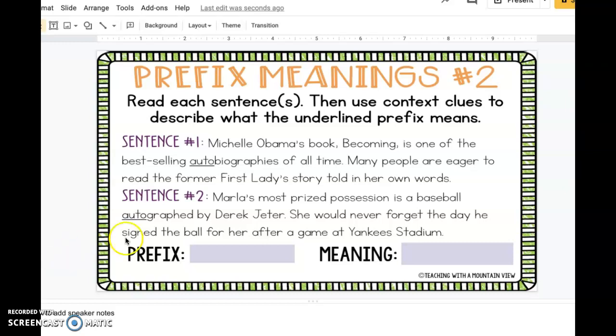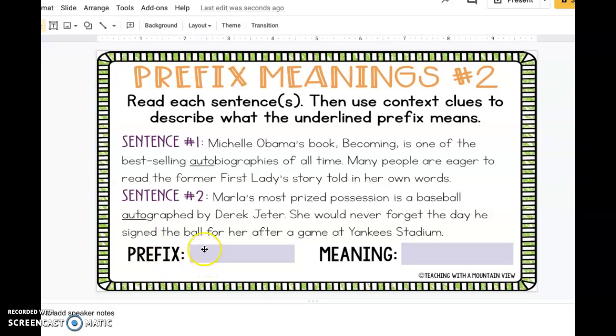Here we go. Prefix meaning number 2. Look at how it changes the words. Read each sentence. Here we go. Sentence number 1. Michelle Obama's book, Becoming, is one of the best-selling autobiographies of all times. Many people are eager to read the former First Lady's story told in her own words. Sentence 2. Marla's most prized possession is a baseball autographed by Derek Jeter. She would never forget the day he signed the ball for her after a game at the Yankee Stadium.